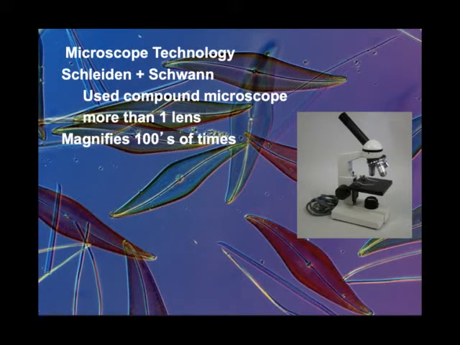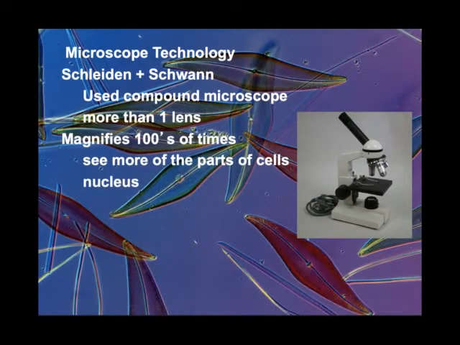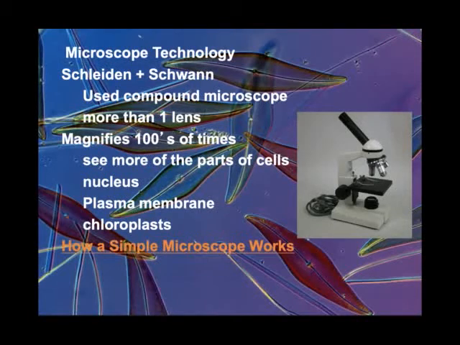So this type of microscope magnifies things hundreds of times. This is the microscope that most of you use in science class. Most of the time, the highest magnification is about 400 times, which is pretty good. You see lots more parts of the cells. You can definitely see the nucleus. You can see the plasma membrane for sure. You can see these little green things in plant cells called chloroplasts.